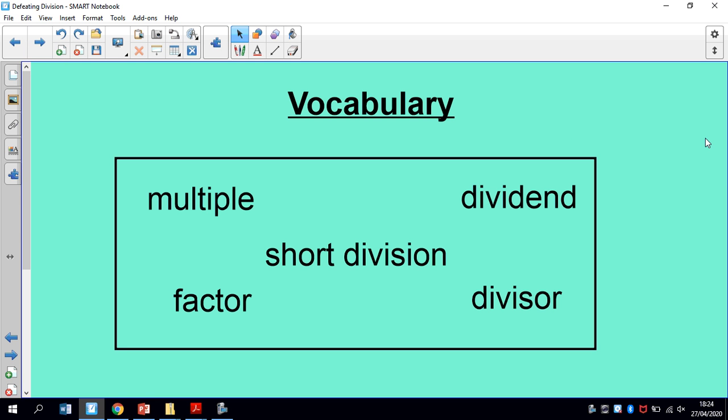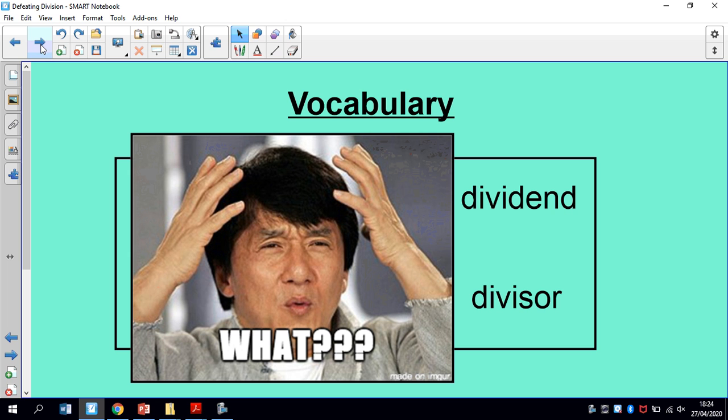Using some of this vocabulary here. We've done multiples and factors before. Easy peasy, we know what they mean. We know that factors can be multiplied by each other to create multiples, and they are going to link to what we're doing in short division. Again, that's where you divide any number by a single digit number, and then you have the dividend and the divisor. And after hearing that, you might be thinking, what? That's probably completely understandable.